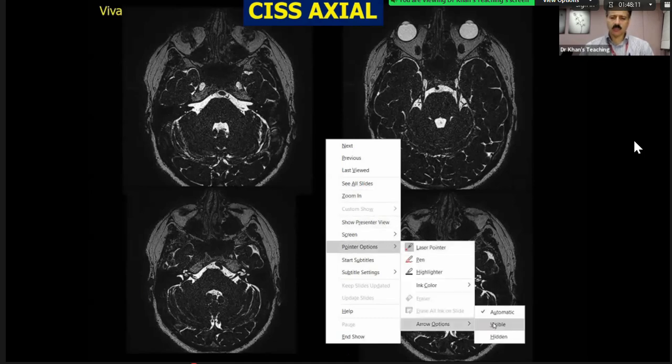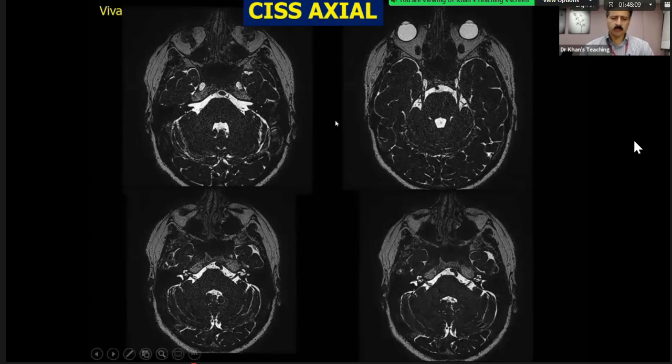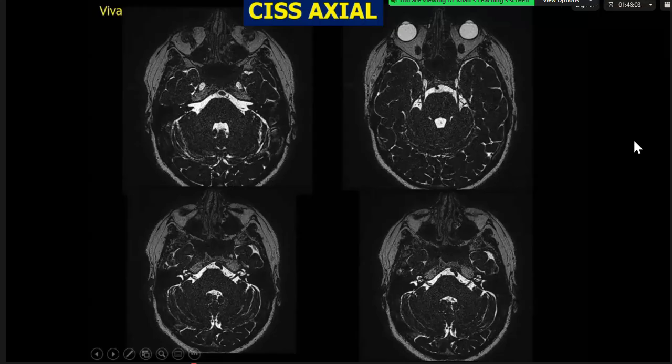So candidate 3, are you with me? Yeah. Okay. What is this? So it's a CISS sequence in the axial sections. It's usually a heavily T2 weighted sequence, but it demonstrates anatomy slightly better, like nerves and so on. I'm not too sure. I've not really used it in my daily practice, but this is all I know about it.